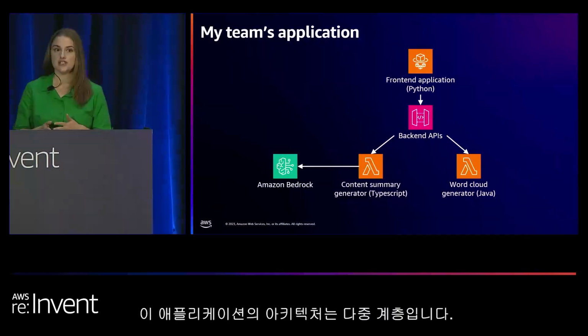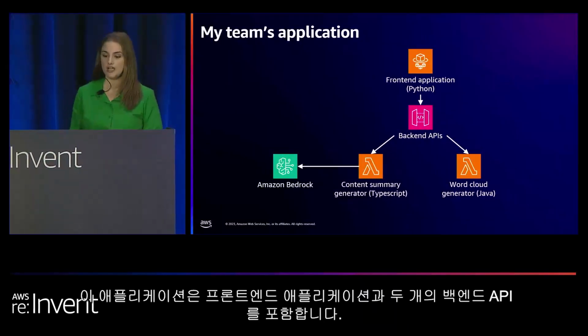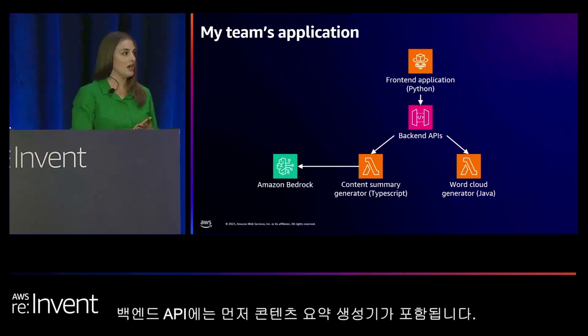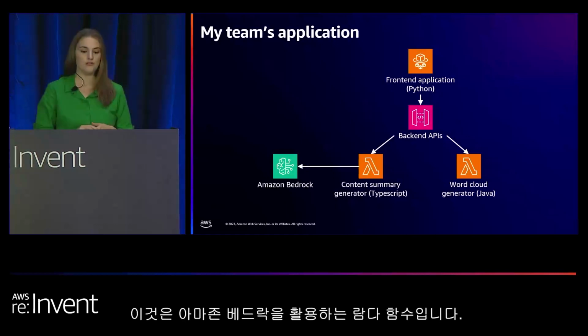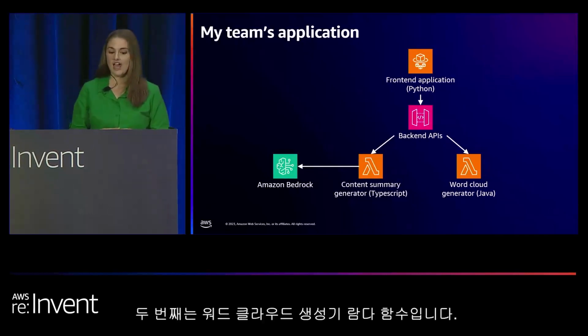The architecture for this application is multi-tier. It includes a front-end application and 2 back-end APIs. The back-end APIs include first the content summary generator. So this is a Lambda function that leverages Amazon Bedrock to summarize the document using generative AI. And second is the word cloud generator Lambda function.